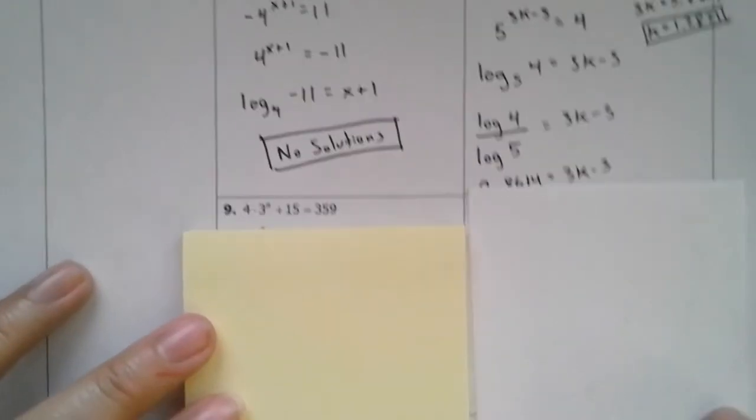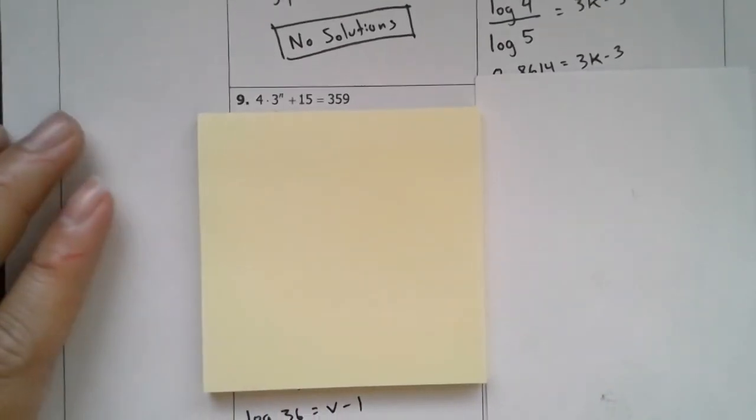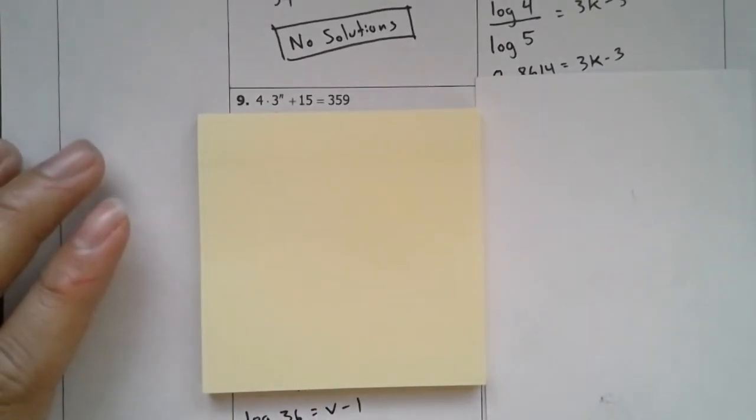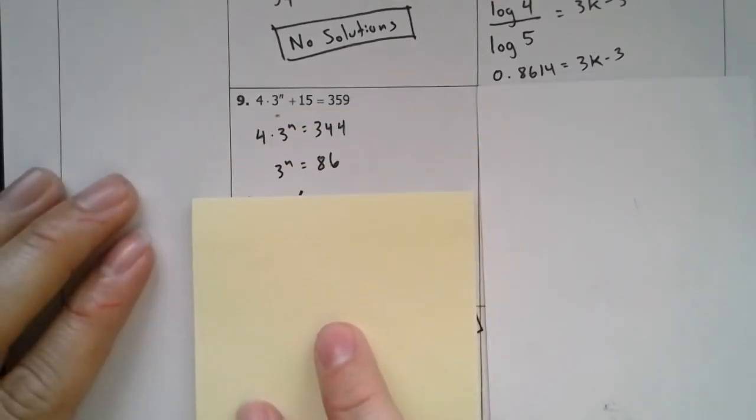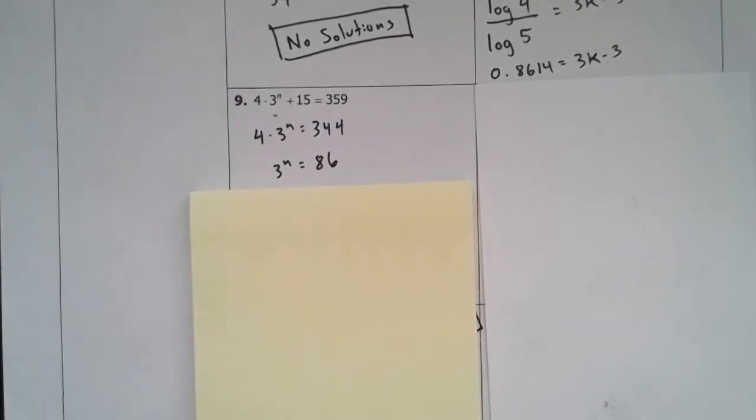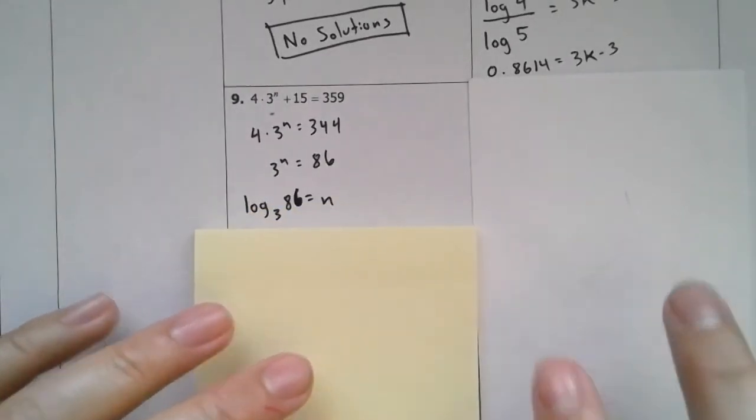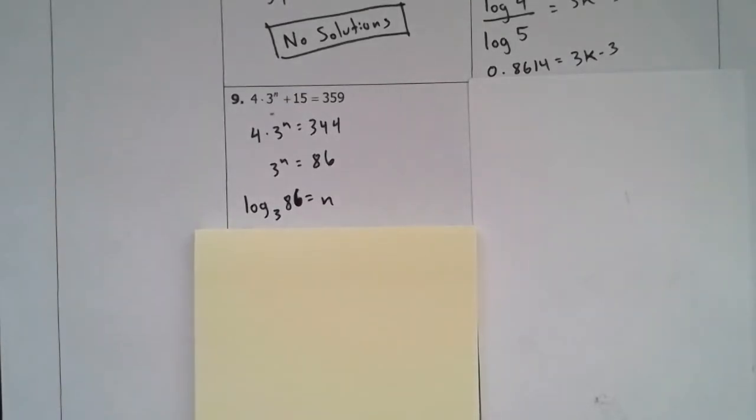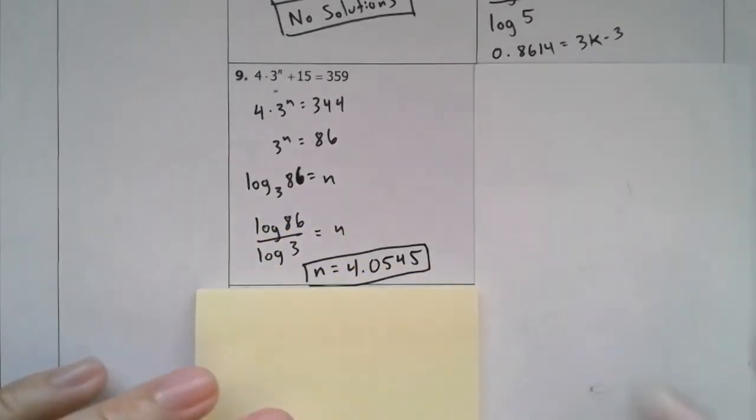Next one, I subtract 15 from both sides, and then I divide by 4, and then that gives me 3 to the n is equal to 86. I rewrite this as a log, and I get log base 3 of 86 is equal to n, and then there's nothing I can raise 3 to get 86, so it's change of base formula. And then in your calculators, you'll get n is equal to 4.0545.